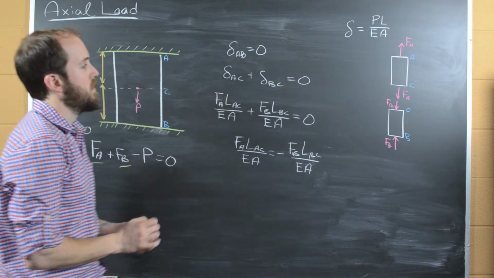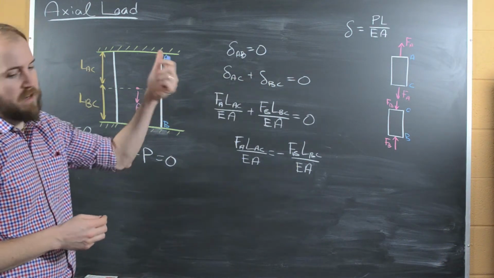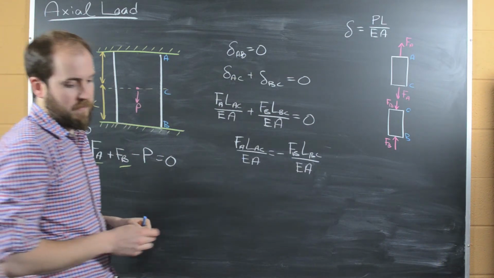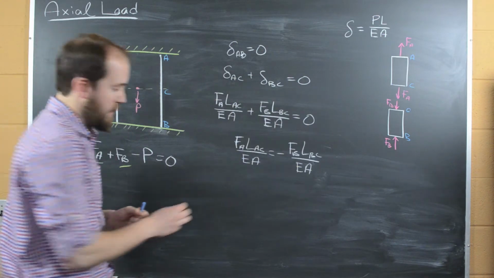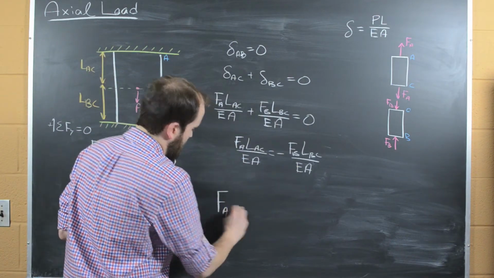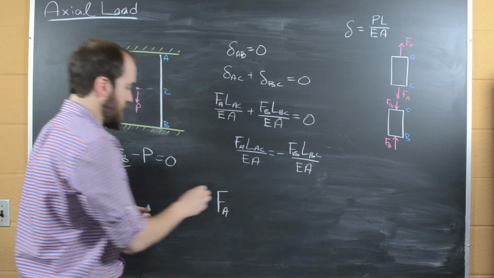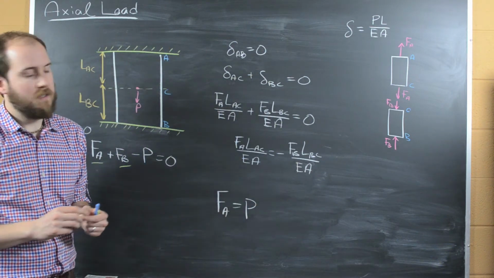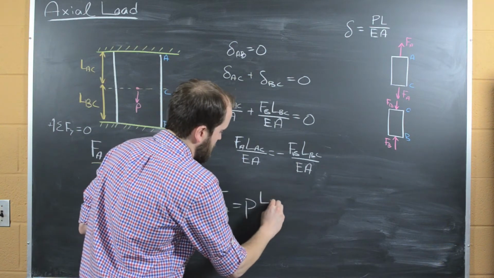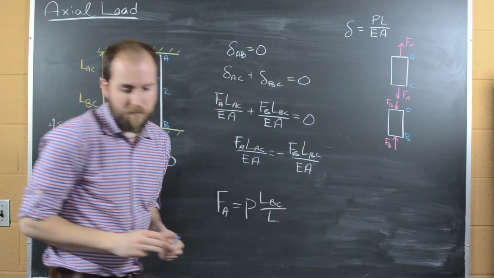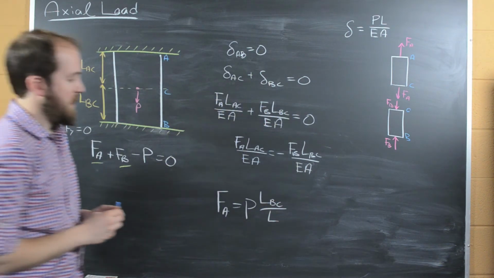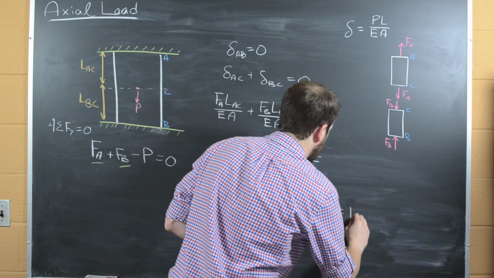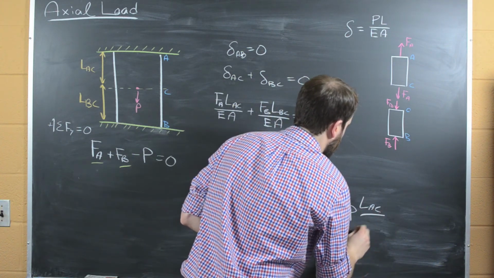And what this leads to is our ability to write these reaction forces in terms of the applied load P. And so what we end up with, after all this, is that the reaction force at A, F sub A, is going to be equal to P times L BC over L, and our reaction force at B is going to be equal to P times L AC over L.